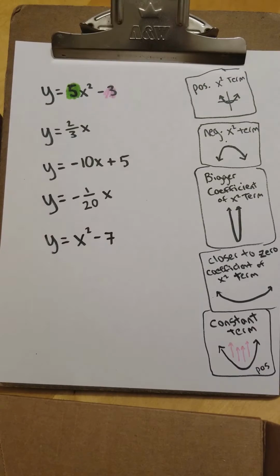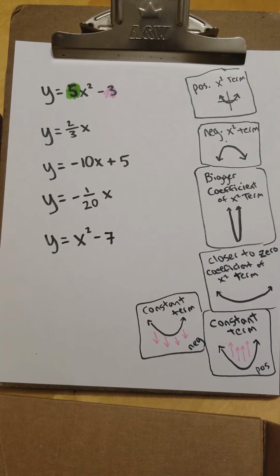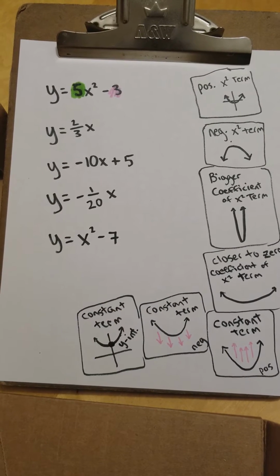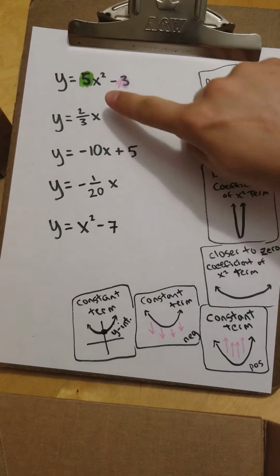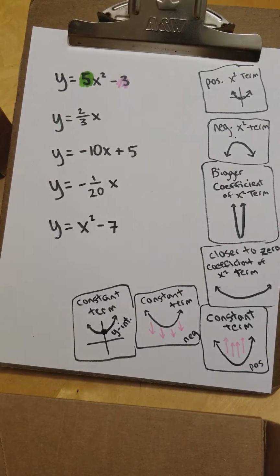So the constant term shifts your parabola up if it's positive, and it shifts your parabola down if it's negative. Your constant term is also your y-intercept. Now that we have all the rules, let's take a look at the next one. This one has no constant term, so it's not shifted up or down, it'll go through the origin.